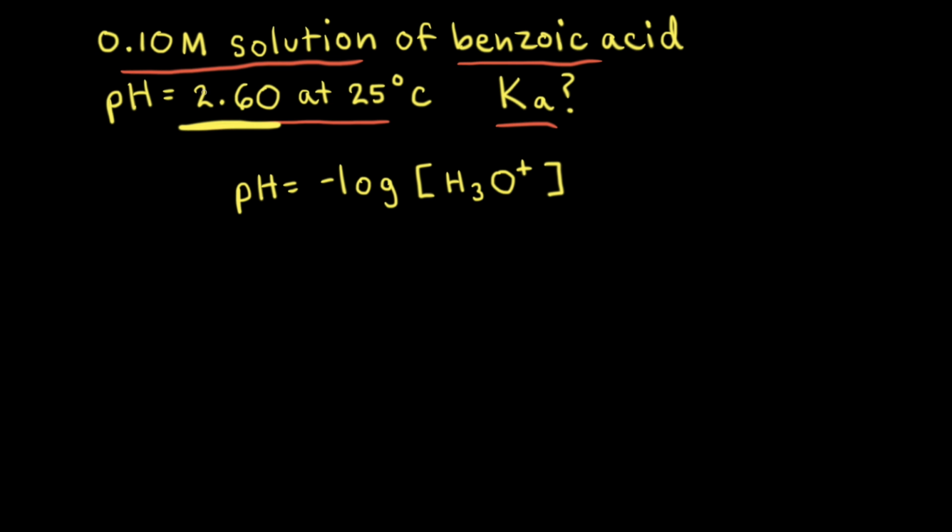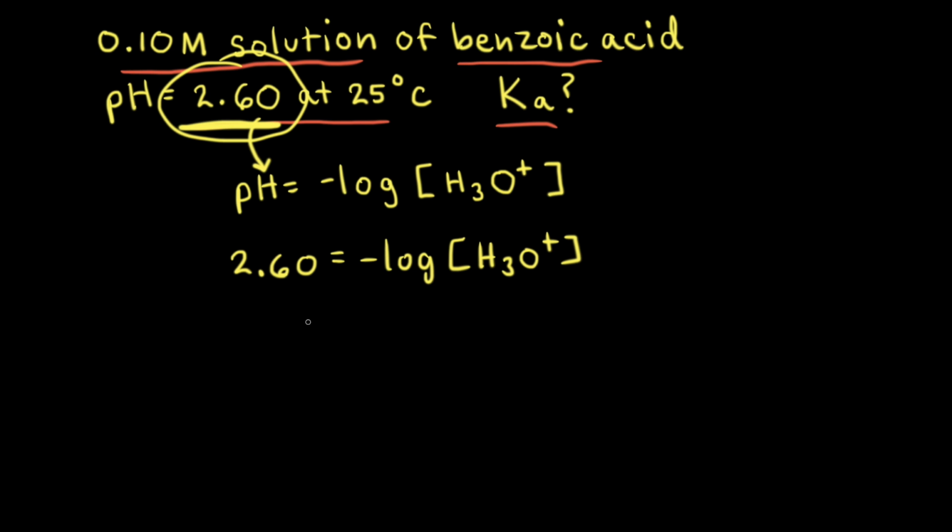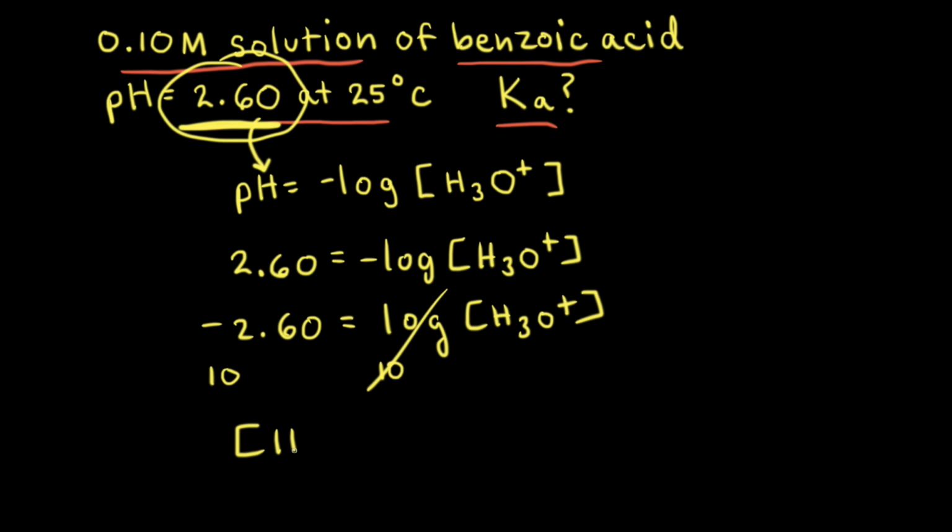Since we're given the pH in the problem, we can go ahead and plug the pH of 2.60 into this equation. So 2.60 is equal to the negative log of the concentration of hydronium ions. And to solve for the concentration of hydronium ions, first we move the negative sign to the left, which gives us negative 2.60 is equal to log of the concentration of hydronium ions. And to get rid of the log, we take 10 to both sides. This gives us the concentration of hydronium ions is equal to 2.5 times 10 to the negative third molar.